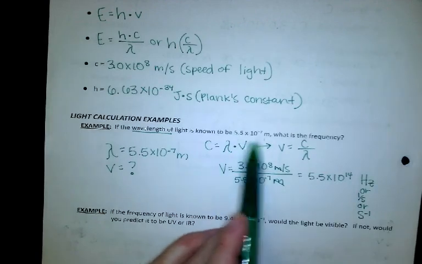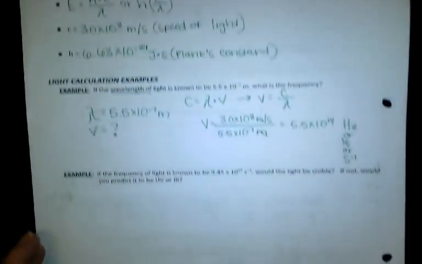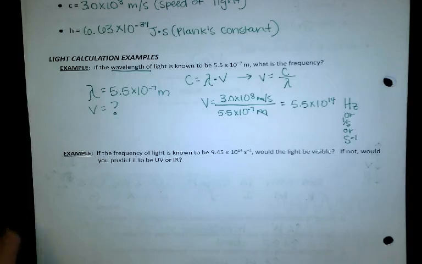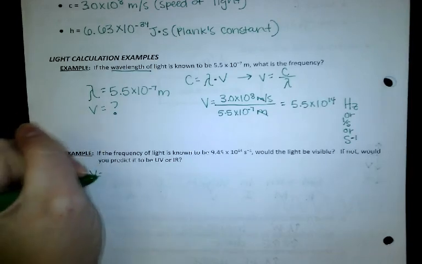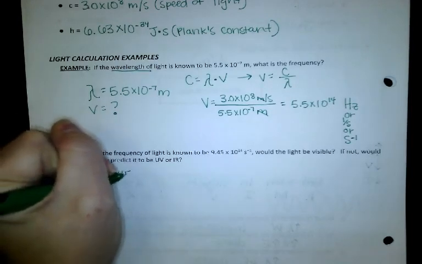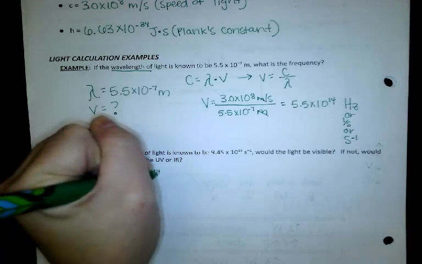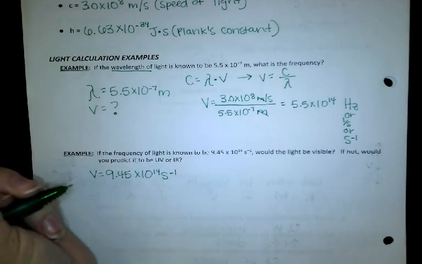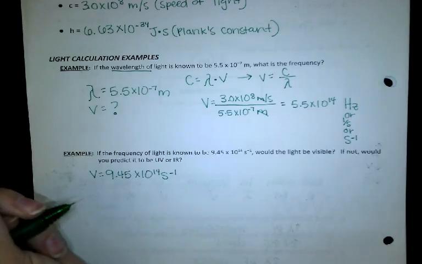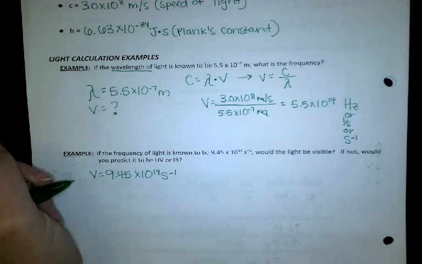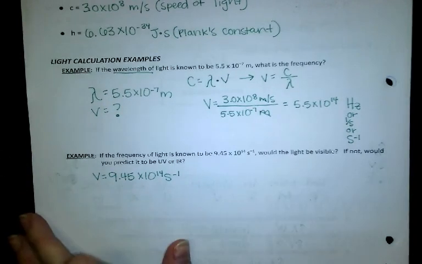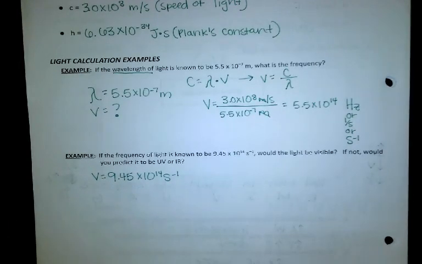Next example, it says if the frequency of light is known to be 9.45 times 10 to the 14th seconds to the negative 1, would the light be visible? If not, would you predict it to be UV or IR? Okay, so in order to figure out the visibility of light, we actually need to find the wavelength, because our electromagnetic spectrum is given in wavelengths.